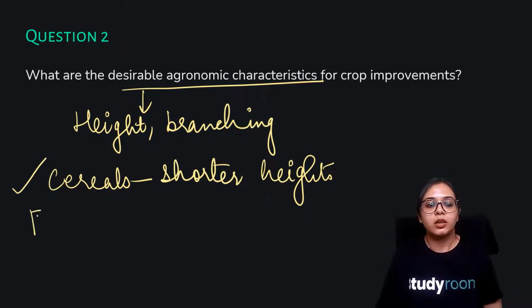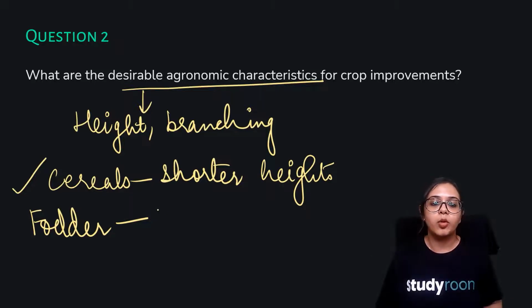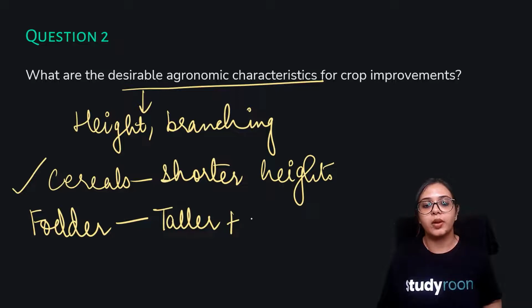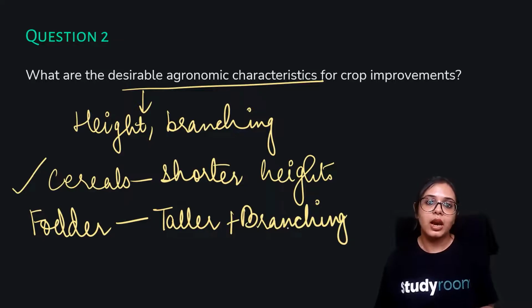And other fodder that are specially developed, specially sown and specially reaped so that the animals can eat them, they are taller in height, longer, plus they have more branching. This ensures that their production is more, they are more in quantity, so that the animals, the cattle, can get more and more fodder.